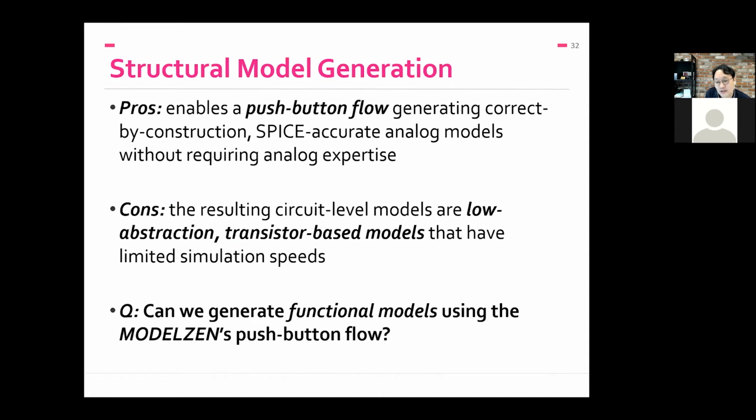So we're getting a moderate speedup just because we're using this event-driven algorithm, but I'm not getting any benefit of using a higher abstraction model. So now the next question is, can we generate higher abstraction functional models using this Model Zen's push button flow?